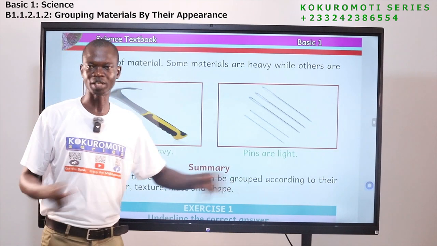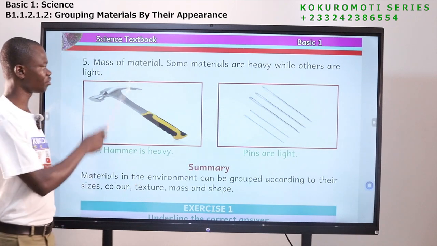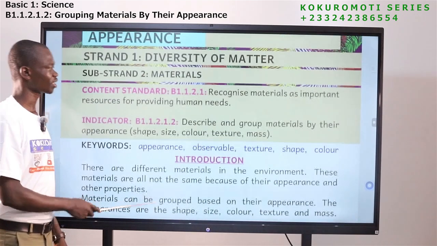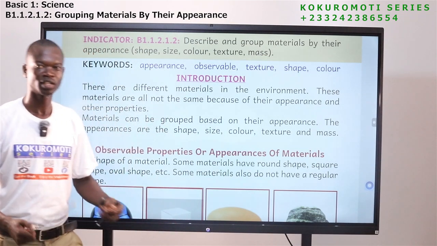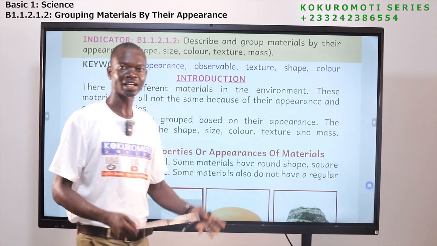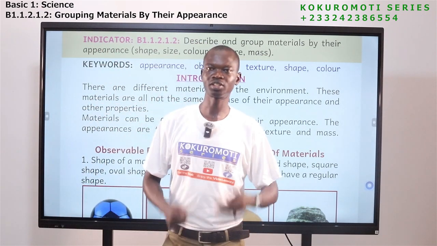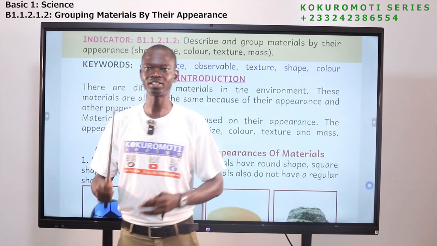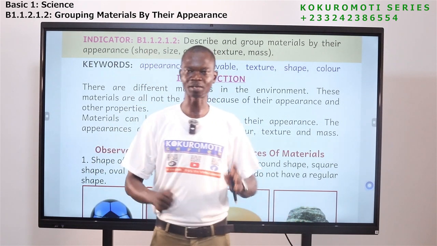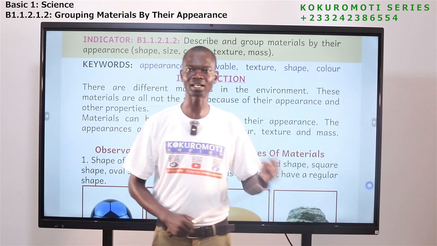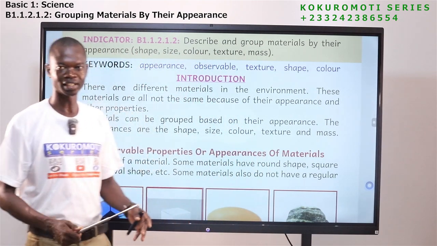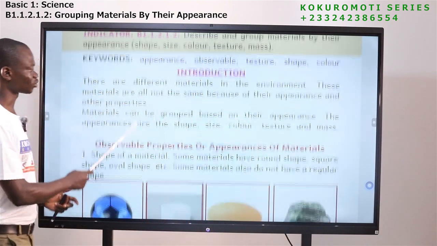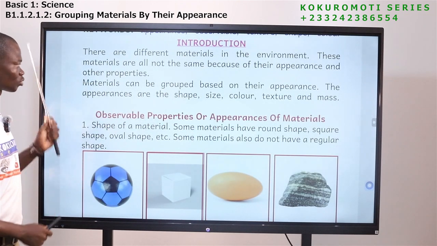Okay, so today we have learned about materials. We have learned about the appearance. If you look at a material, what do you see? Do you see color? Do you see size? Do you see shape? So we can use these things to group them. That is appearance. We can use the shape, the color, the size, the texture to group them. Do you get it? Okay. So that is what we have learned today.